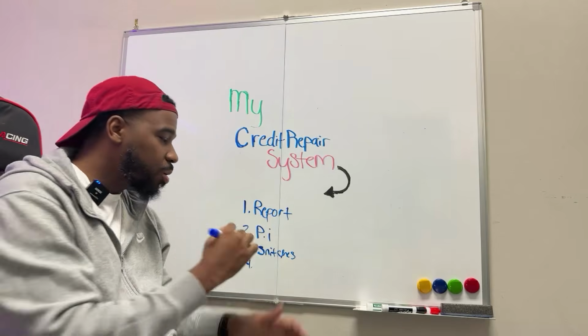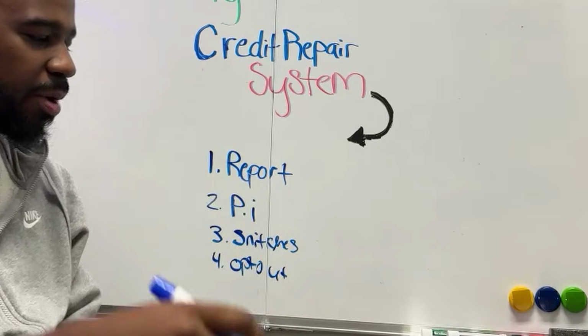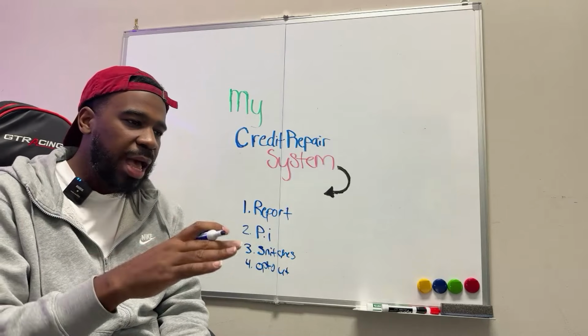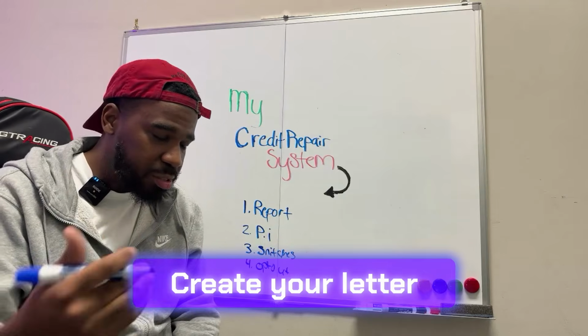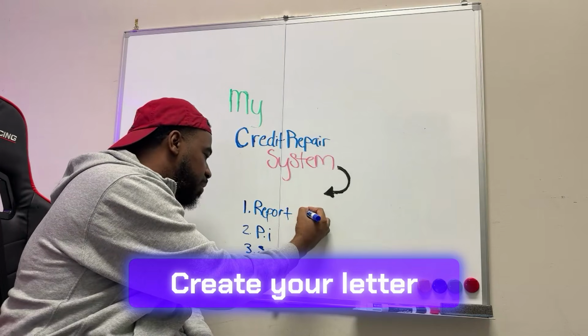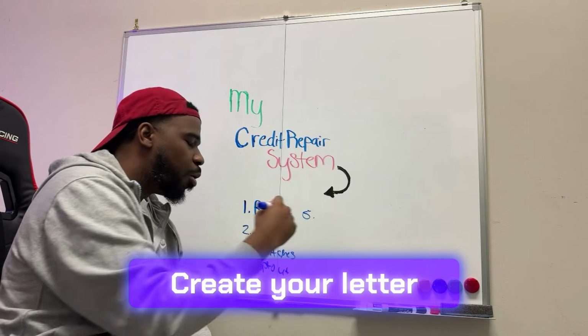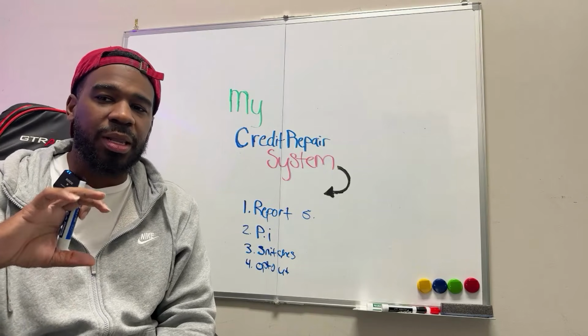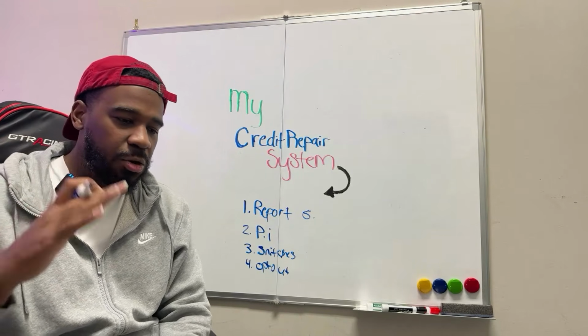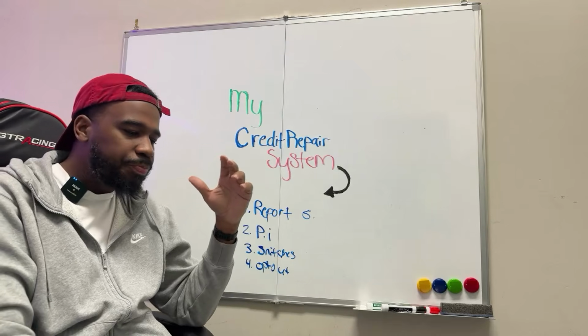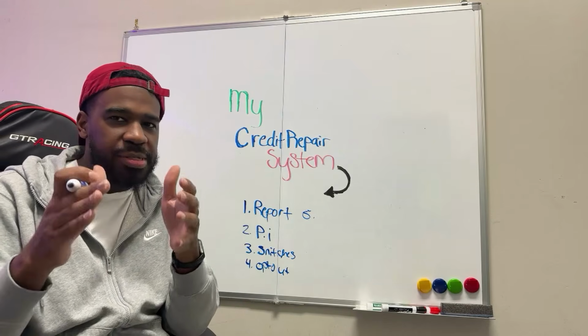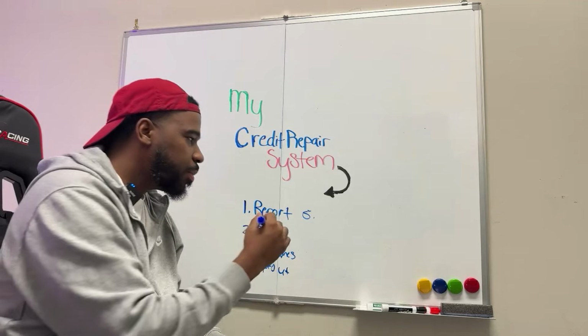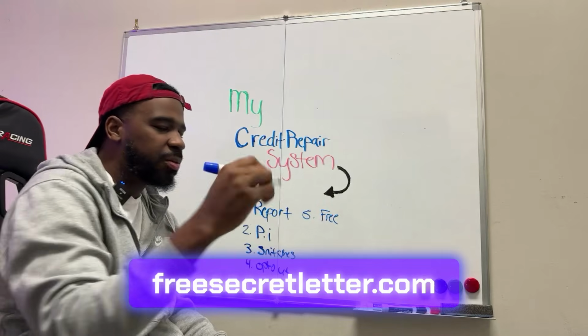So you want to go to optoutprescreen.com, right? Once you opt out, now you want to create your letter, okay? So the next letter, there are multiple letters that you can create, but you want to create a letter based off of facts. Okay, so you can go to freesecretletter.com.